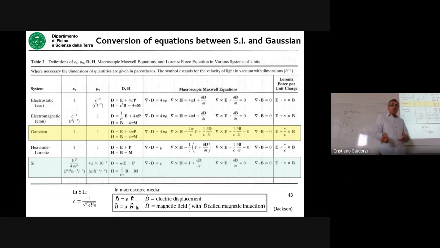You see, in vacuum, essentially the constants in the international system are the vacuum constants, epsilon 0 and mu 0. In the Gaussian system, it's just one. Anyway, you see the way you can express the Maxwell equations in one system and in the other. And the rightmost column is the Lorentz force. This is also different because there is a factor of c difference. So it's worth pointing out.